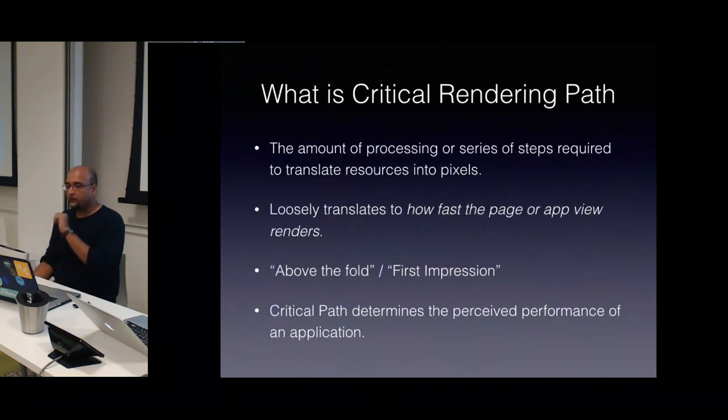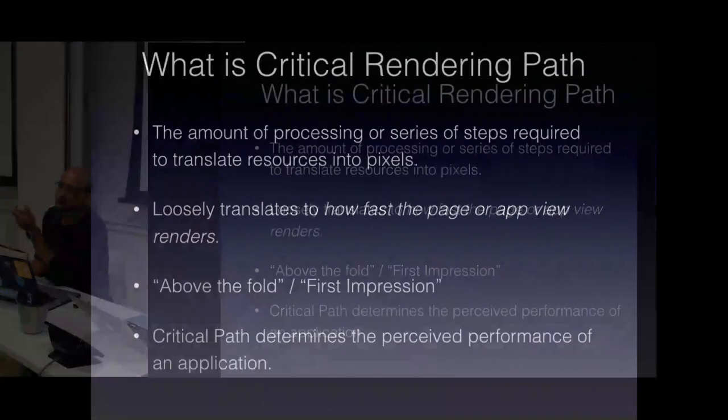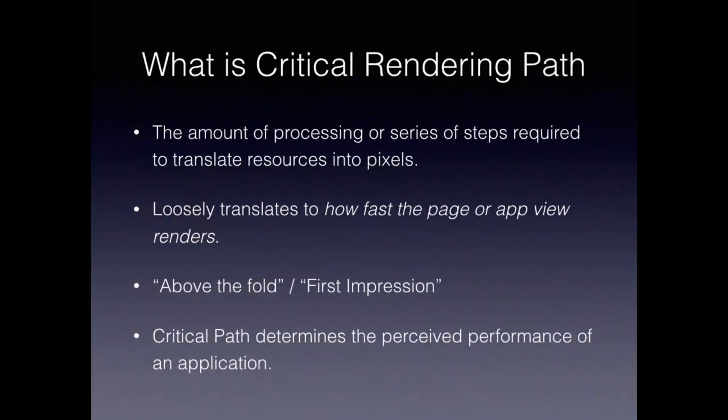All right, so critical rendering path. This critical path terminology is not new. It is probably a century old. People usually use it to describe projects, the project management aspect, like how to sequence things to get things done. But in the context of a web application, critical rendering path is the amount of processing, or the series of steps, required to convert your resources like HTML, JavaScript, and CSS into actual pixels.